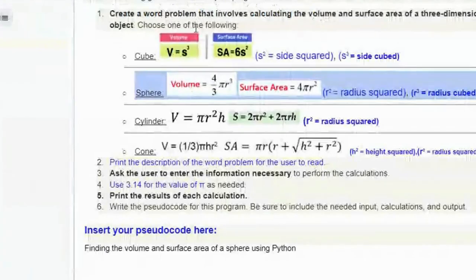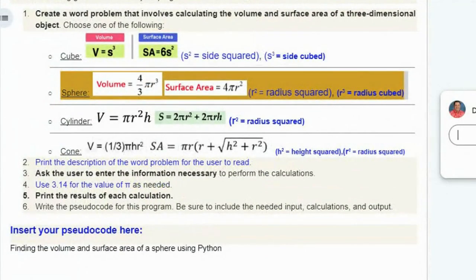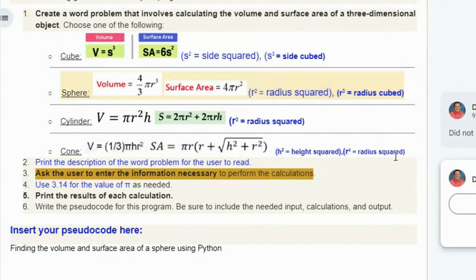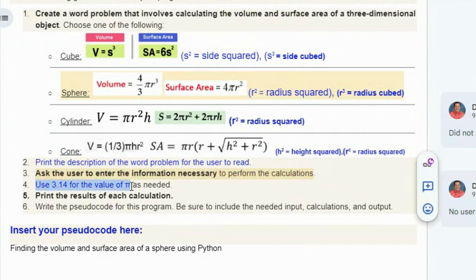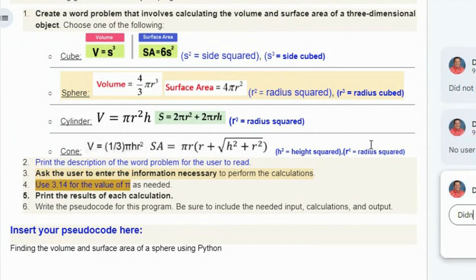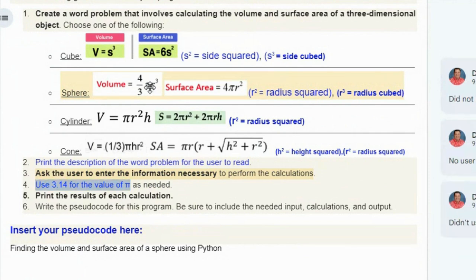So looking back at the template, did not use correct formula. No user input. Didn't use pi at all. Didn't use pi. Was supposed to with a sphere. You have to use pi. You don't have to with cube, but the other ones all use pi.